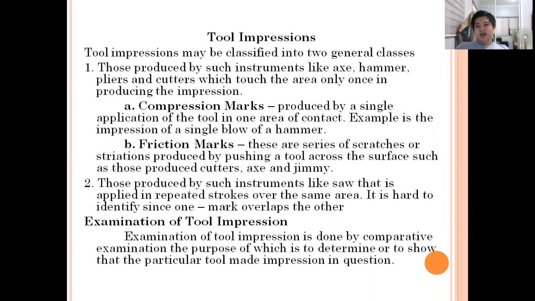The other one is those produced by instruments like a saw that is applied in repeated strokes over the same area. Commonly there is a saw, a chainsaw. You are going to separate wood, chop it into pieces, so you saw it many times. That is number two. The impression is not struck many times, but struck 1,000 times. So there are just two things to consider.